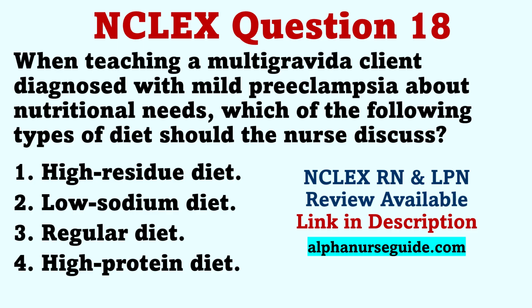The correct answer is 3. For clients with mild preeclampsia, a regular diet with ample protein and calories is recommended. If the client experiences constipation, she should increase the fiber in her diet, such as by eating raw fruits and vegetables, and increase fluid intake. A high-residue diet is not a nutritional need in preeclampsia. Sodium and fluid intake should not be restricted or increased. A high-protein diet is unnecessary.